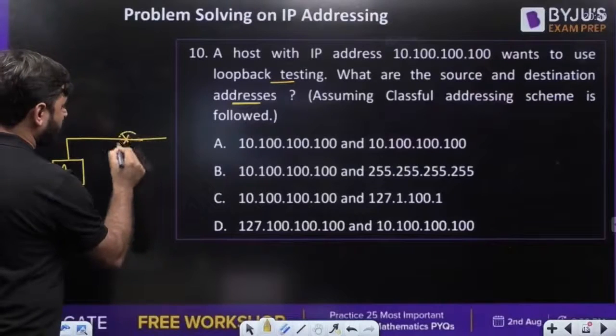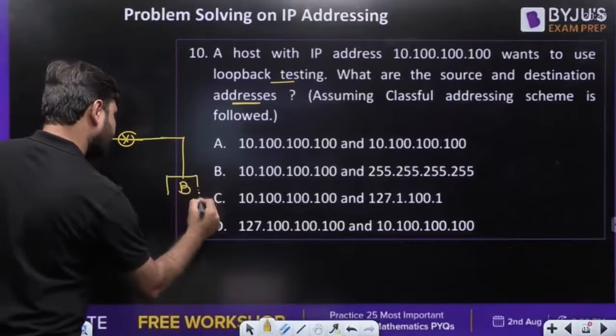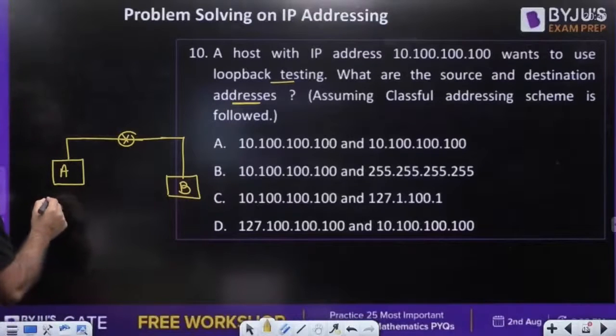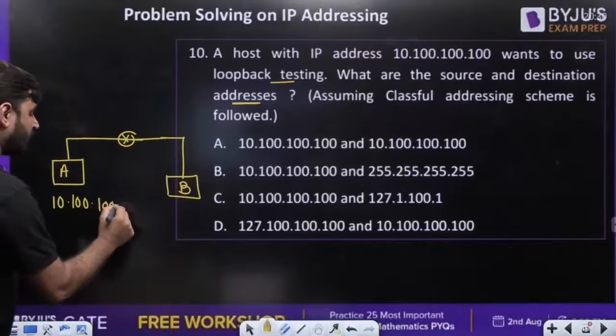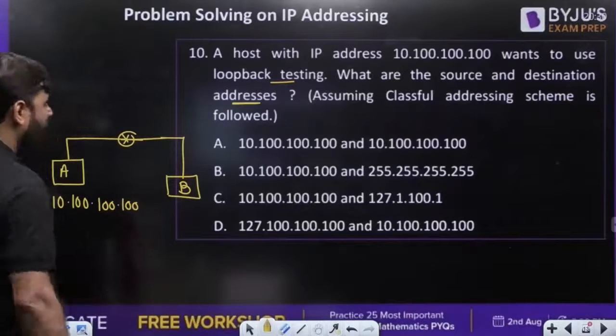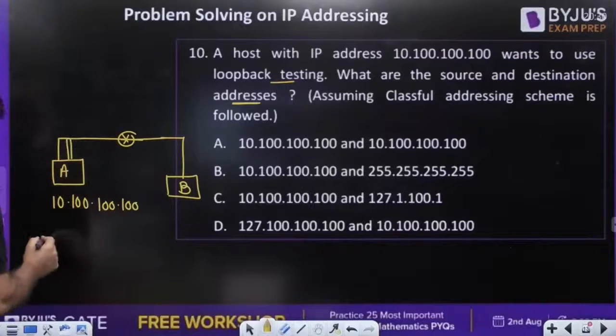This is the router here. This is the B. Host B, suppose it has this IP address. What is given here? 10.100.100.100. Loopback testing. Like that, yesterday I discussed it here.